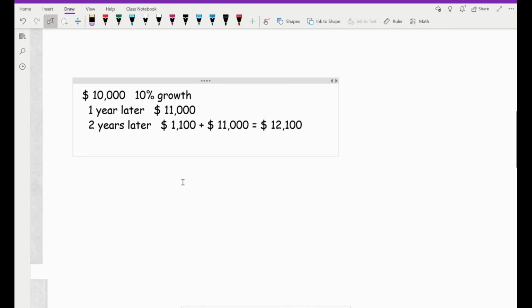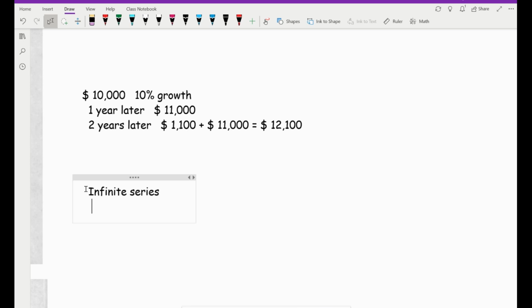Now, geometric series are also useful because we find a lot of infinite series where we see something that keeps changing, and it could change perhaps forever. And that's where you get into a term called infinite series, and that's part of a geometric series.